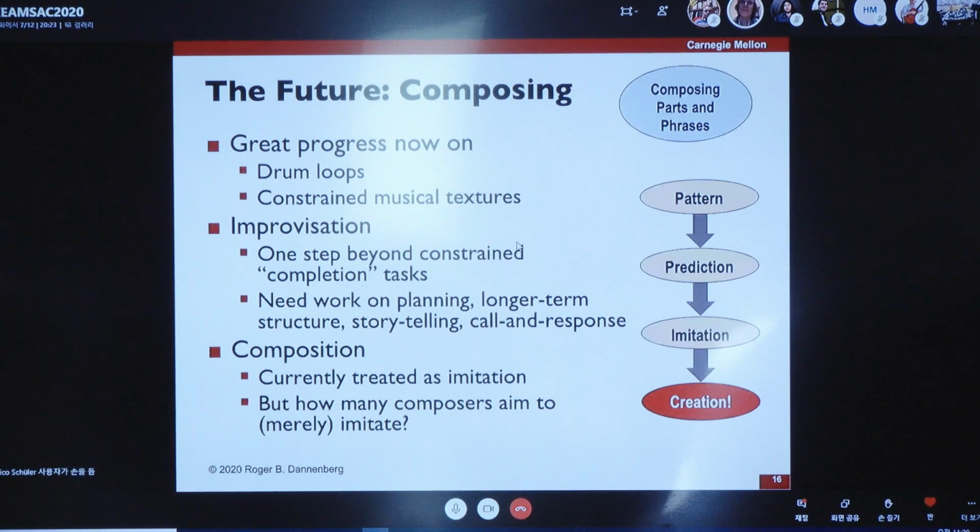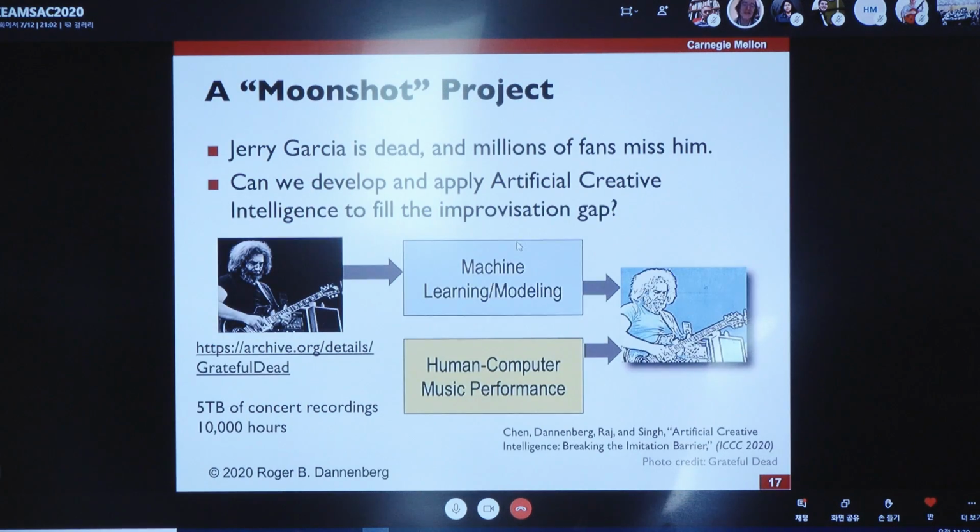What's interesting, though, is that you go from that point, right? So how many composers aim to merely imitate? But then, isn't your Jerry Garcia project kind of exactly that? You're feeding a model a giant corpus of pre-existing Jerry Garcia to create new, identifiably Jerry Garcia-esque music. No? Yeah, that's true. It is at least a first approximation and a first implementation.